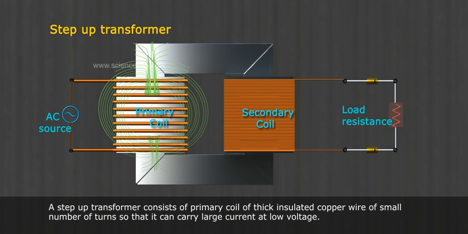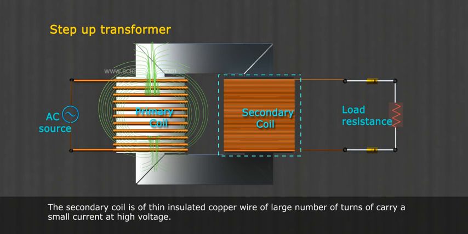A step-up transformer consists of a primary coil of thick insulated copper wire of small number of turns so that it can carry large current at low voltage. The secondary coil is of thin insulated copper wire of large number of turns to carry a small current at high voltage.